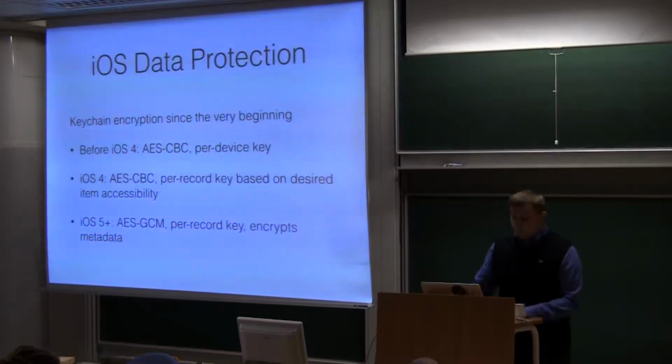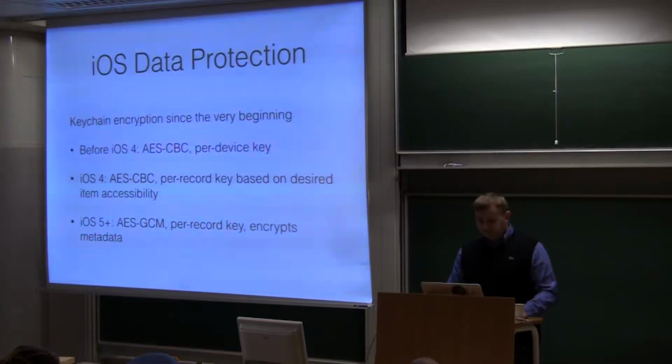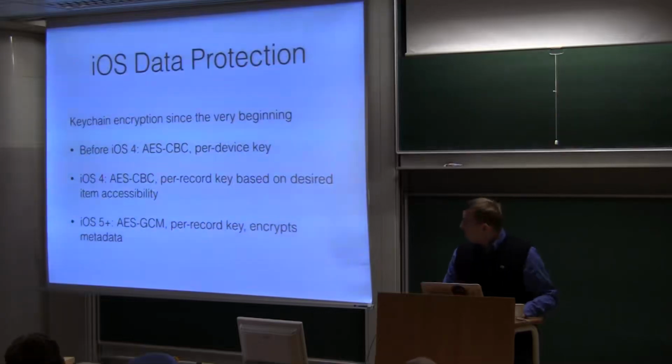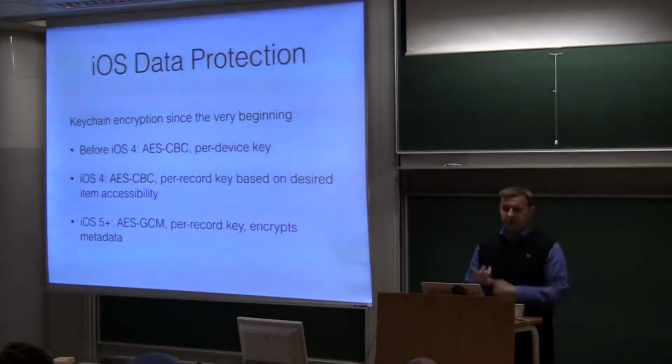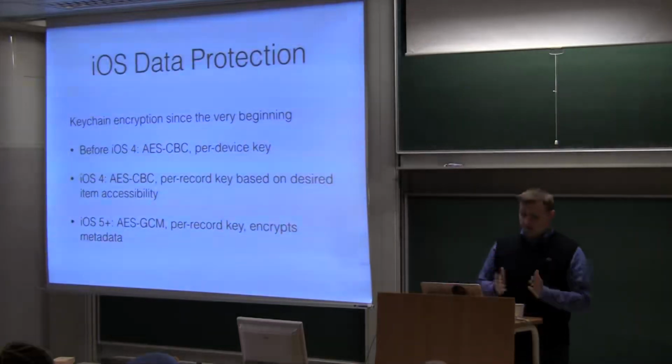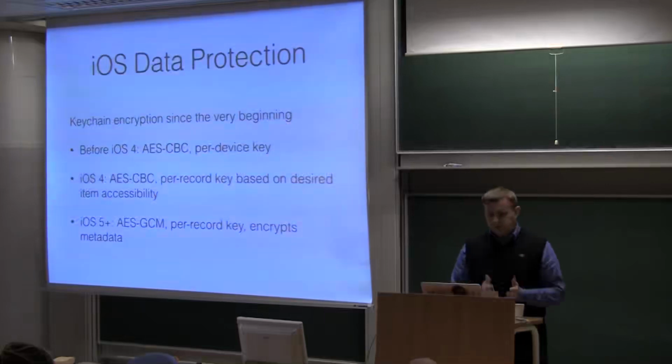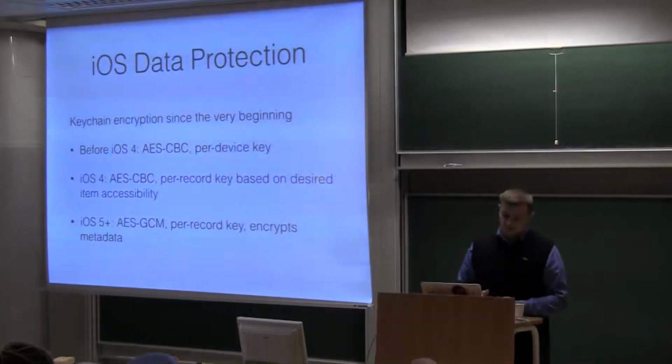iOS 5 modified keychain encryption a little bit. First of all, it switched from AES-CBC mode to GCM, Galois counter mode, which is authenticated encryption, a very good step. Encryption keys remained per-item random keys, but another major improvement was that beginning with iOS 5, not only the passwords themselves, but also all the metadata associated with the keychain item, such as login name, server name, creation date, modification date, whatever, was also encrypted. So beginning with iOS 5, all metadata is also encrypted.